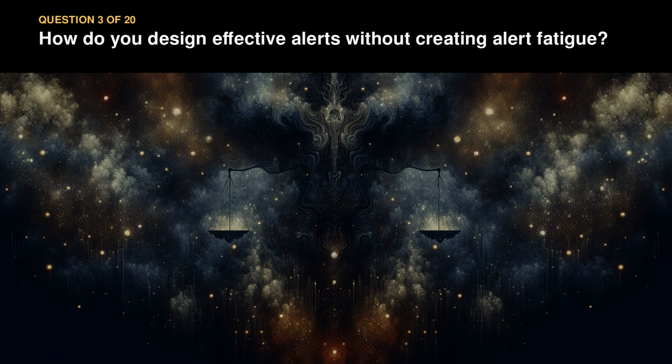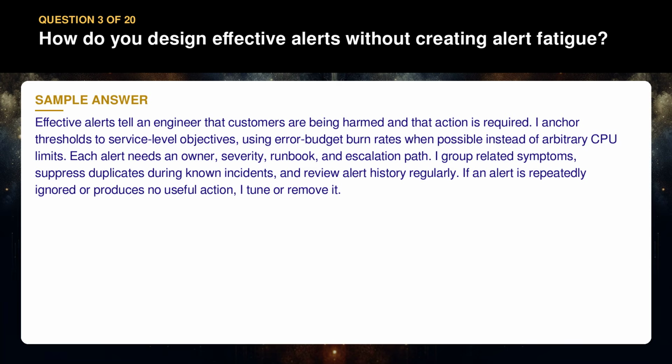Question 3. How do you design effective alerts without creating alert fatigue? Effective alerts tell an engineer that customers are being harmed and that action is required. I anchor thresholds to service-level objectives, using error budget burn rates when possible instead of arbitrary CPU limits. Each alert needs an owner, severity, runbook, and escalation path.